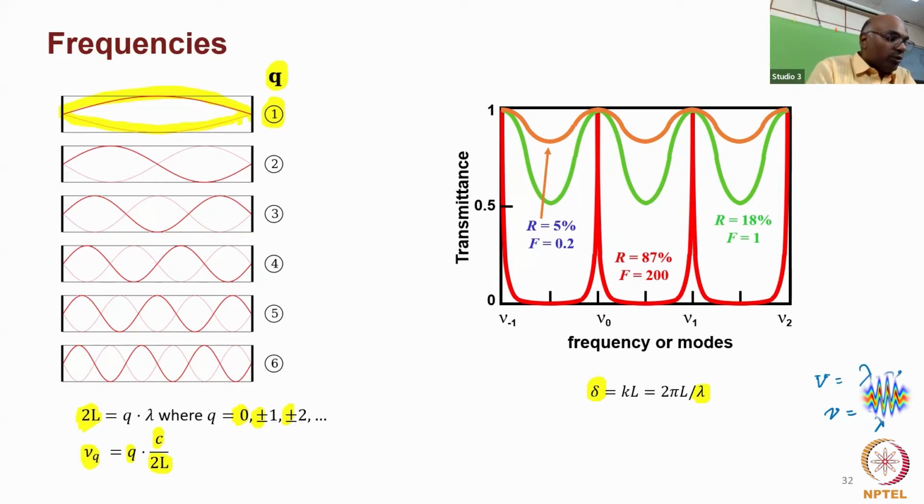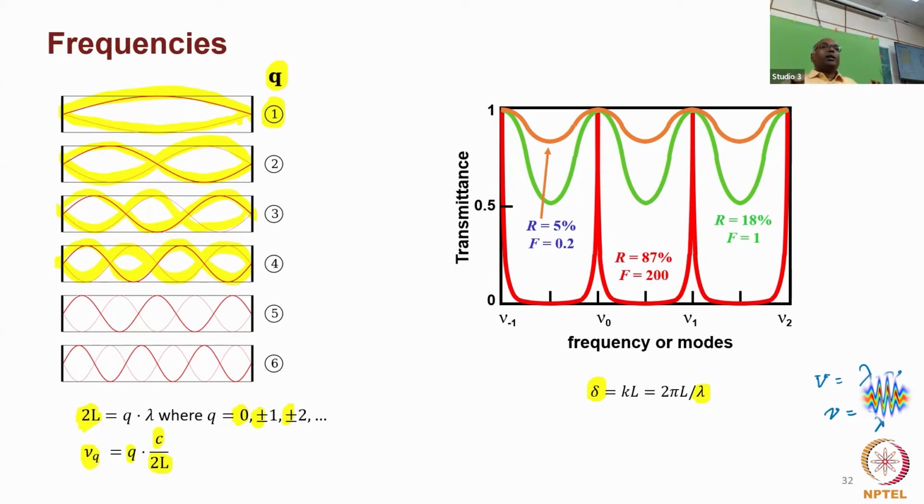For q equal to 2, one round trip contains 2 wavelengths. For mode 3, half of the round trip actually contains 1.5 wavelengths, and one full round trip contains 3 wavelengths. For q equal to 4, you have a round trip with 4 full wavelengths incorporated. For q equal to 5, it is 5 full wavelengths, or in one half of the round trip, it is 2.5 wavelengths. So you get the feeling.